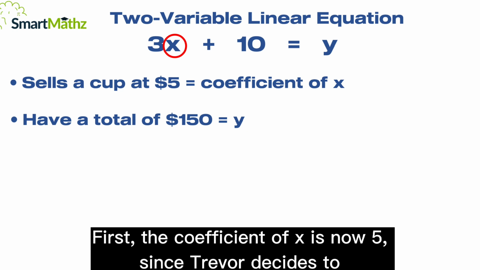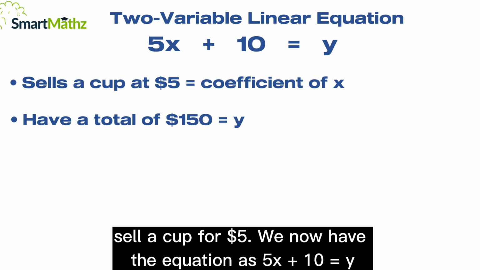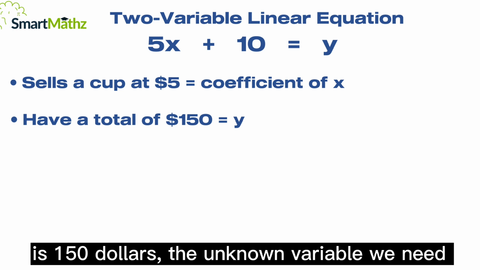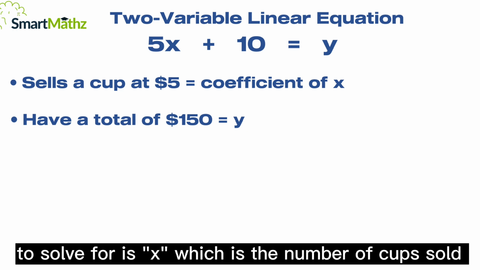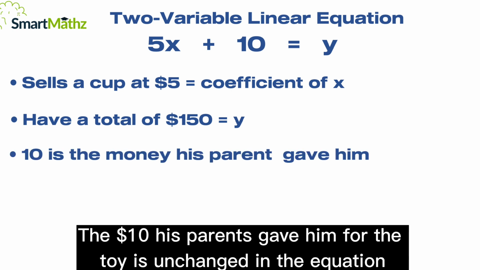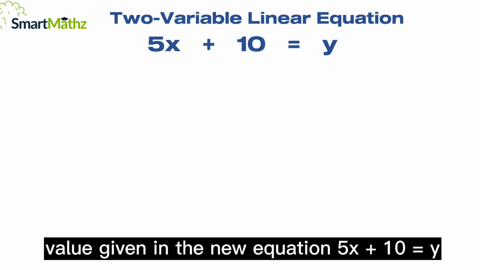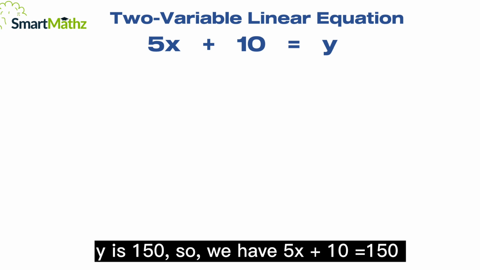First, the coefficient of x is now 5. Since Trevor decides to sell a cup for $5, we now have the equation as 5x + 10 = y. Also, since we are given the total amount y, which is $150, the unknown variable we need to solve for is x, which is the number of cups sold. The $10 his parents gave him for the toy is unchanged in the equation. To solve for x, we will replace y with the value given in the new equation 5x + 10 = y. y is 150, so we have 5x + 10 = 150.